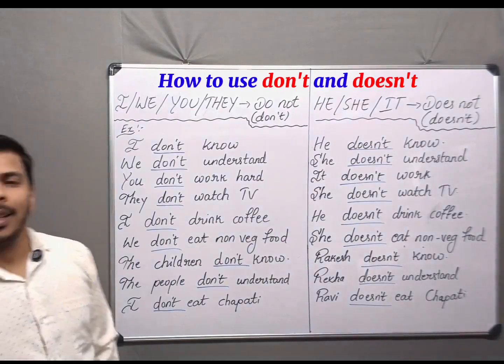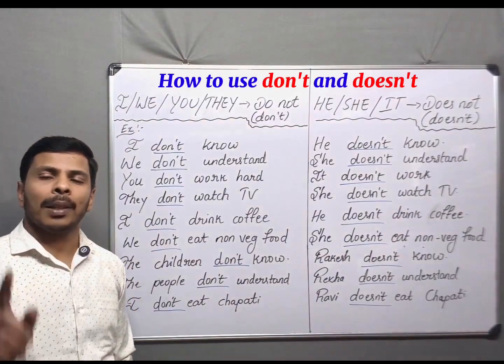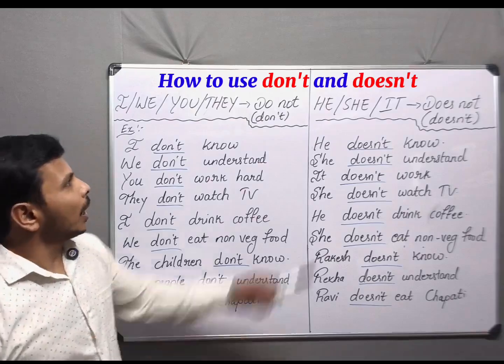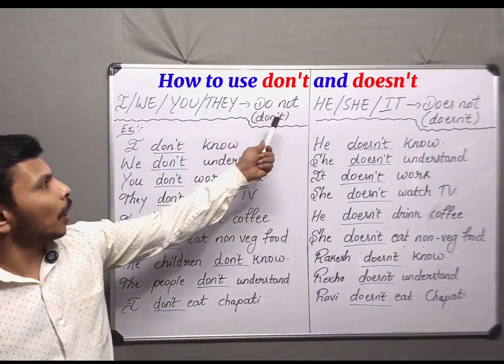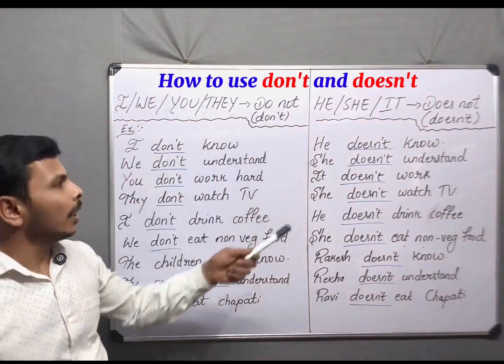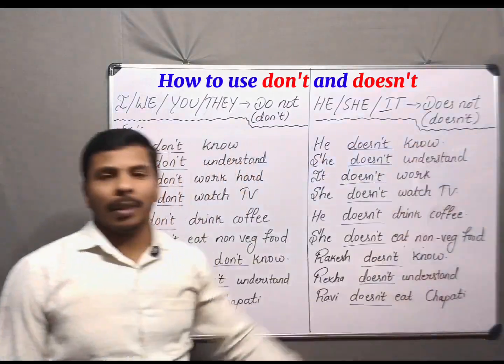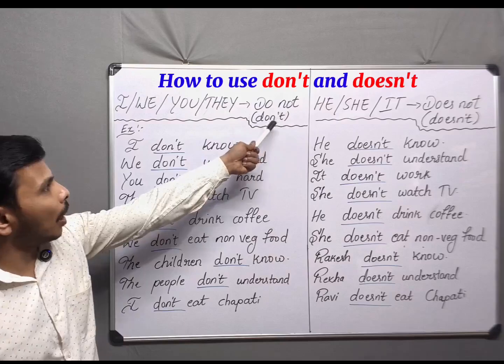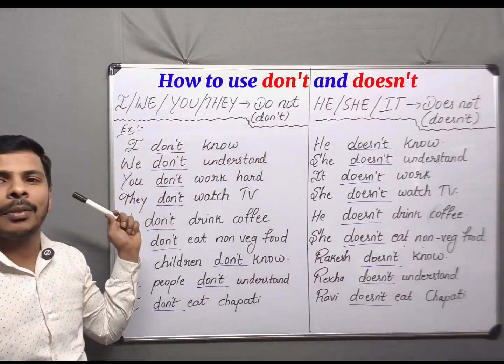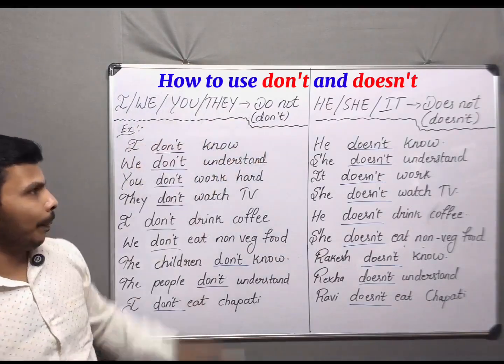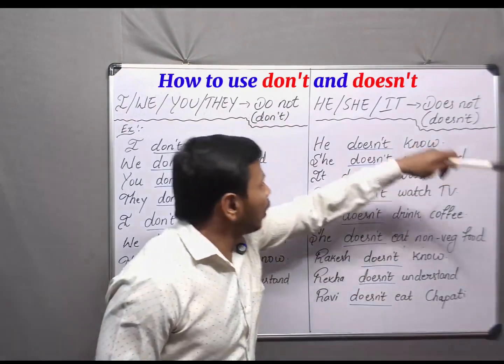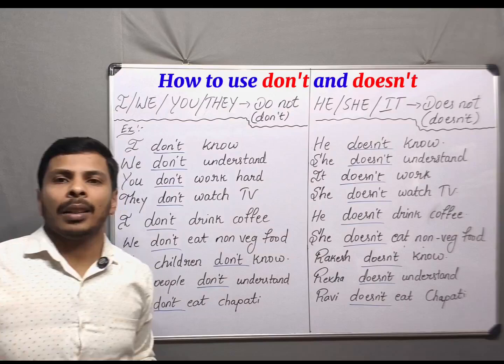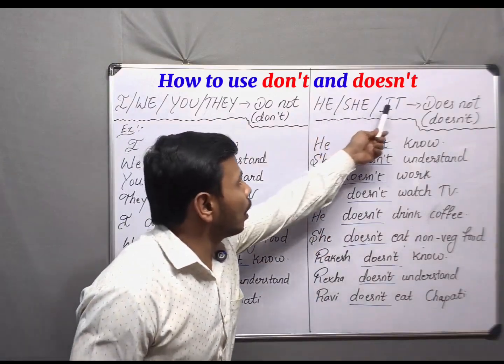Okay. See, do not. This is called a present simple negative. Do not, our short form is don't. Does not, short form is doesn't. We use do not or don't when we start a sentence with I, we, you, they. We use does not or doesn't when we start a sentence with he, she and it.